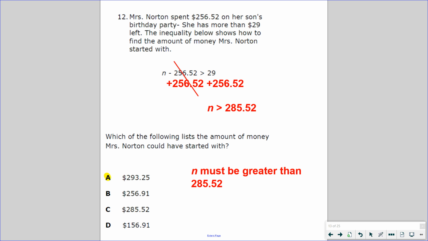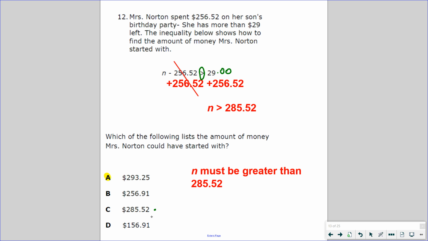Number 12, we add 256 and 52. So Mrs. Norton spent $256.52. Spent means you're taking things away, on her son's birthday party. She has more than, that's why we get the more than symbol right here, $29 left. So solve this. Add $256.52 to both sides. Cancel. If you add $29.00 to $256.52, it's $285.52. Which of the following is more than this amount?